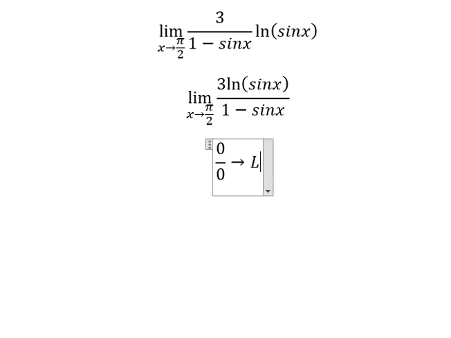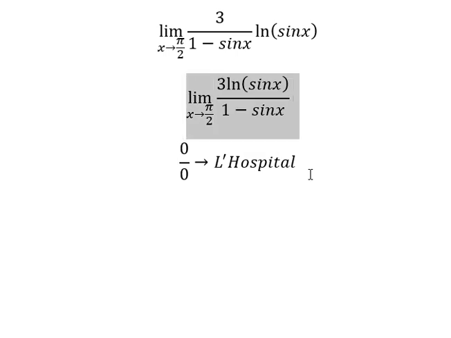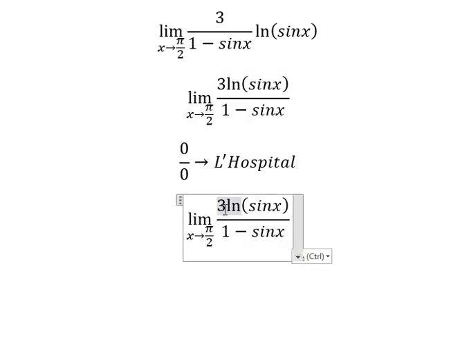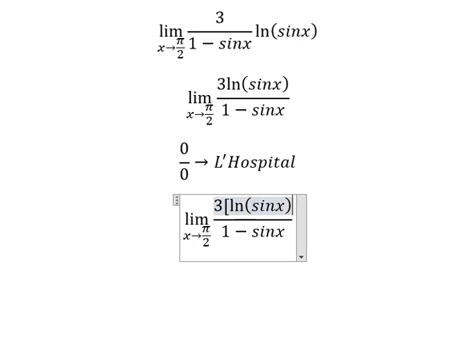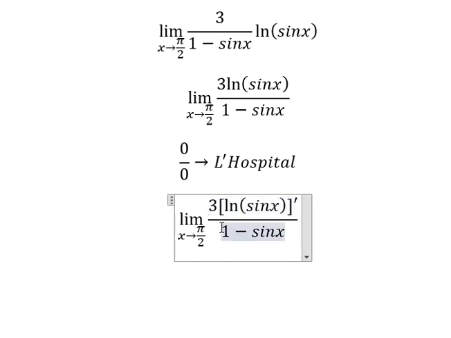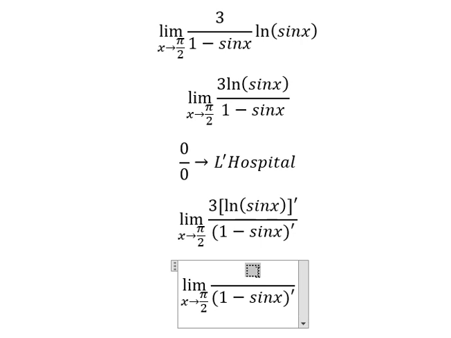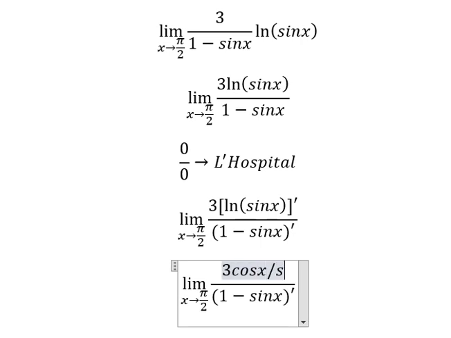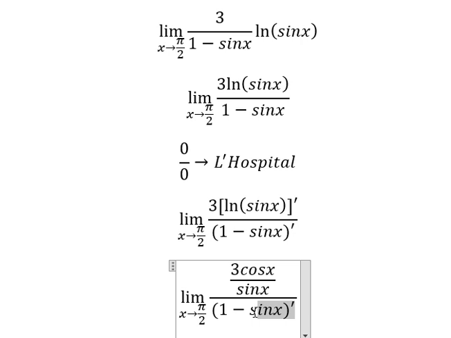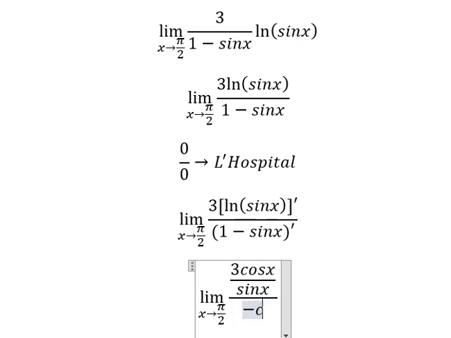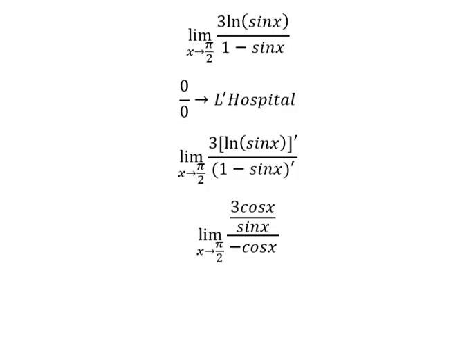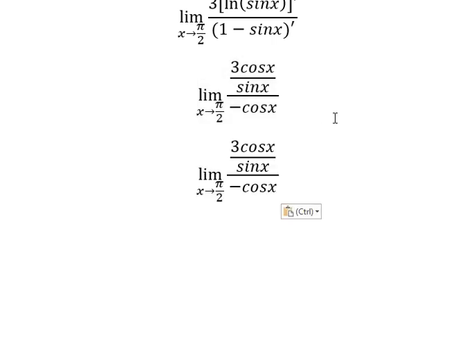We can use L'Hospital. That means we need to do first derivative on numerator and denominator. So this one in here, we have 3 cosine x over sin x. This one, we have negative cosine x. Next, cosine x, we simplify it.